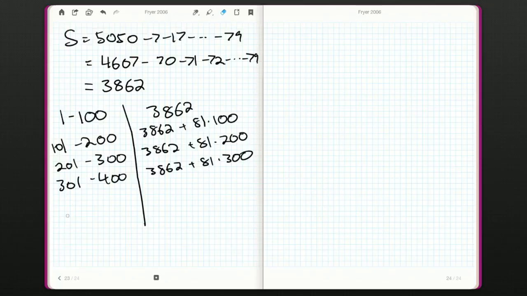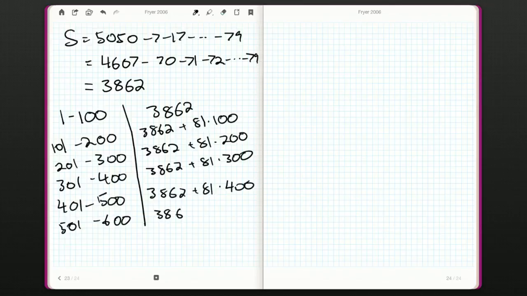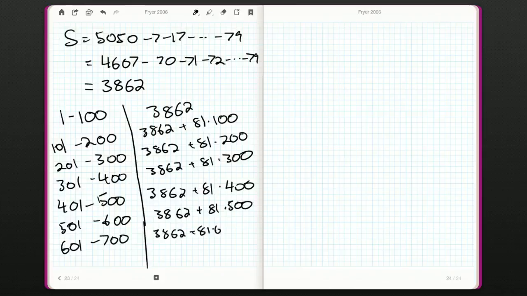You could probably figure out a pattern if you wanted to make it a little clearer, but because we're going to have to work out little workarounds when 700 enters the picture, I think it's best to keep it in this little chart form. That way we know what we're doing at each step. So here we go, 601 to 700. Well, that's going to be 3862 plus 81 times 600. But we're going to have to subtract off the 700 that we're adding here.